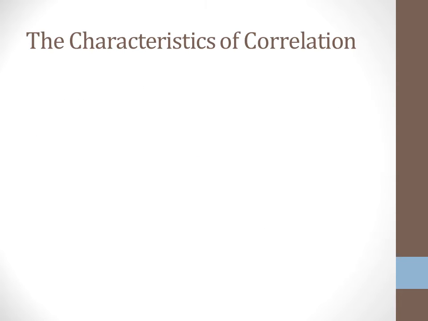There are specific characteristics of a correlation or of a relationship. A correlation measures three characteristics in terms of the relationship between x and y. And so here are the three characteristics. The first one is the direction of the relationship.